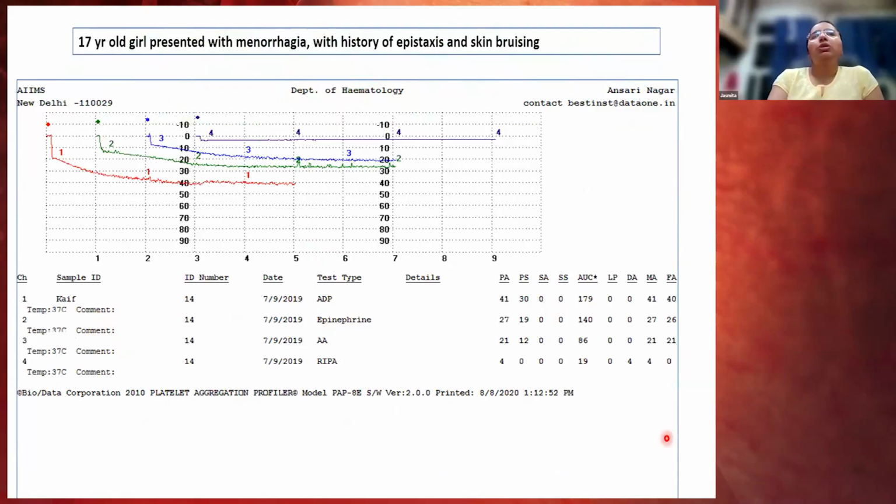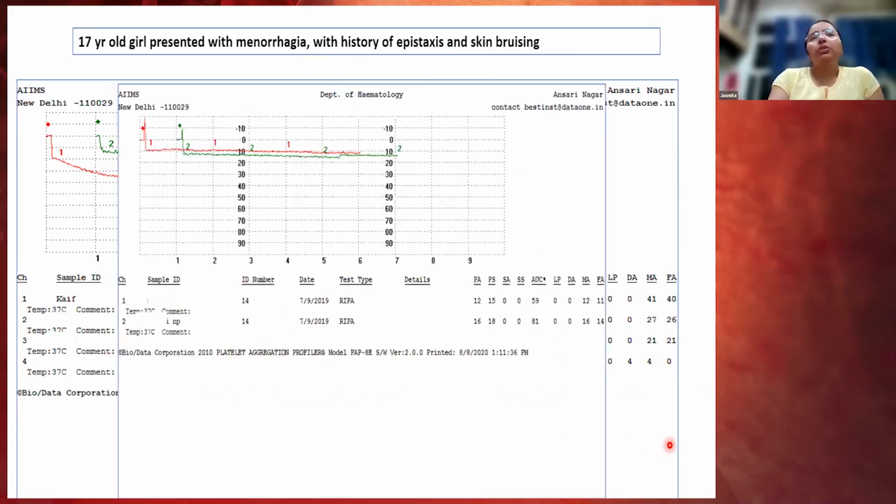Now this is another patient, a 17-year-old girl who presented with menorrhagia. Here you can see that with ADP it is reduced, with epinephrine it is reduced, with arachidonic acid it is reduced, but with ristocetin it is not. The platelet count of the PRP was about 80,000, so we had to adjust the control also. The reduced aggregation responses to every other agonist were expected because we were running a PRP which was not up to the mark with respect to platelet count. However, with ristocetin, it was a flat line. So we suspected that we were possibly dealing with Bernard-Soulier syndrome.